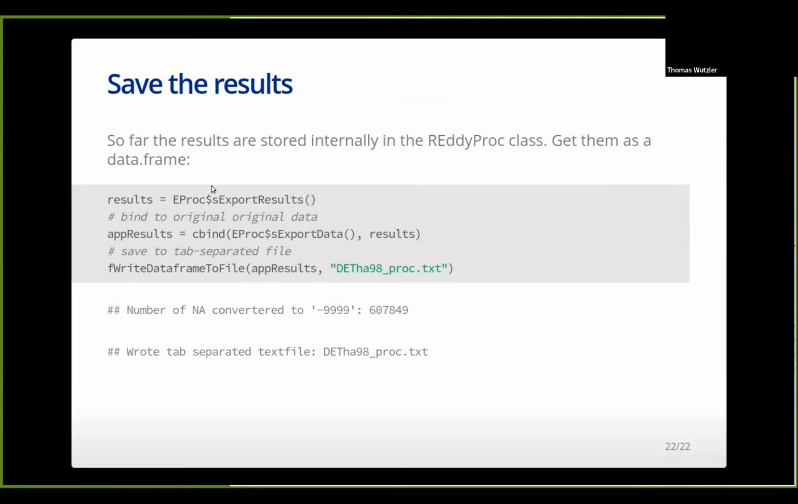And at the end, because we are now done with the last step of the gap filling and the partitioning, we can say to my EddyProc class, please give me the result in a data frame, or you can write them to a file.